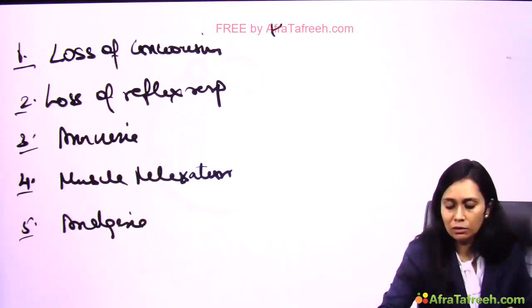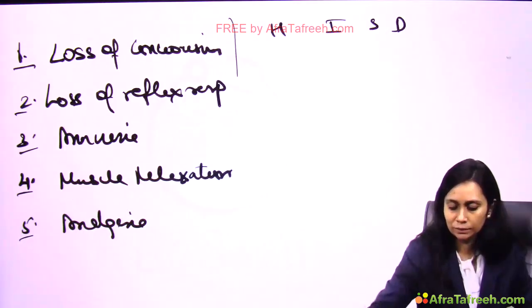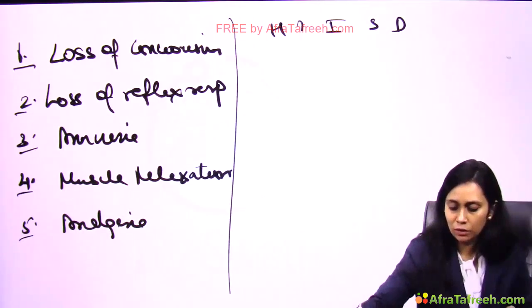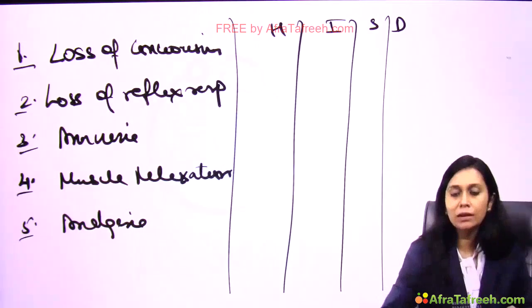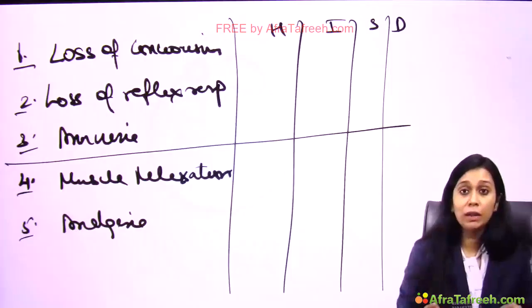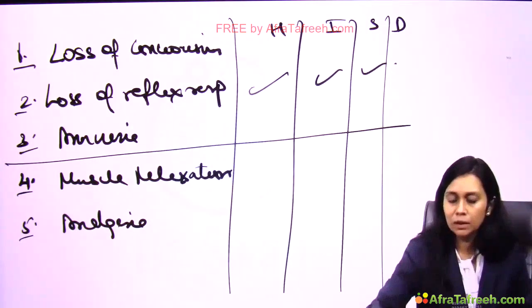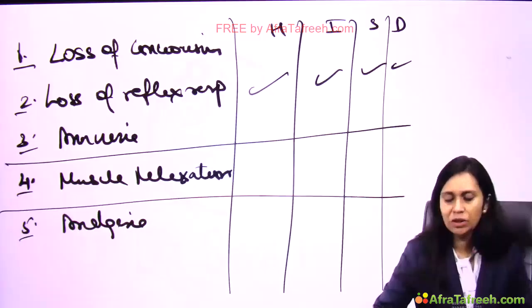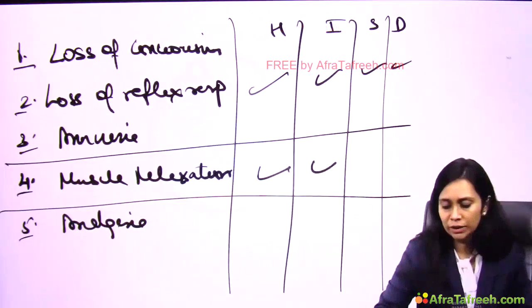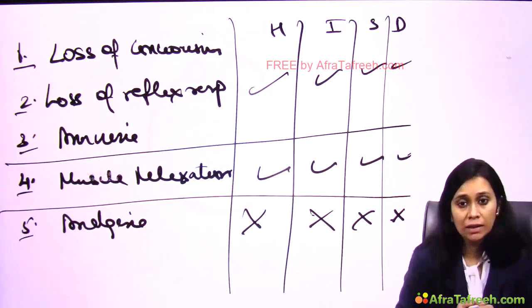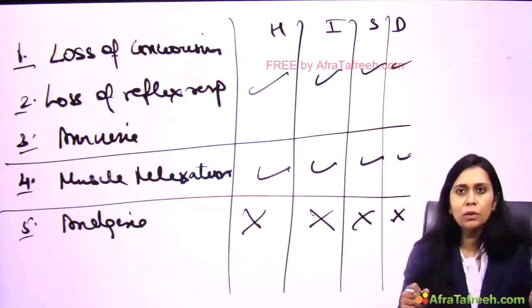Guys, halo, iso, sevo, des. First 3 I told you when I was discussing the general anesthesia introduction, all provide these. Muscle relaxation, I am telling you, all potent inhalational agents provide. Analgesia, I am telling you, none of them provide. So none of our potent inhalational agents provide any analgesia. Keep it in mind. Got it? So this is all about the effect on components of general anesthesia.